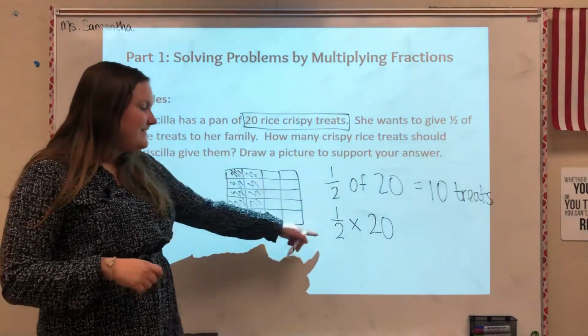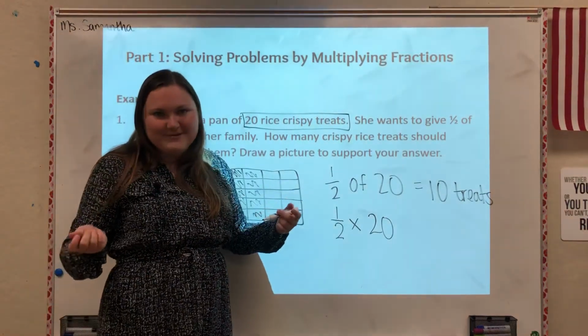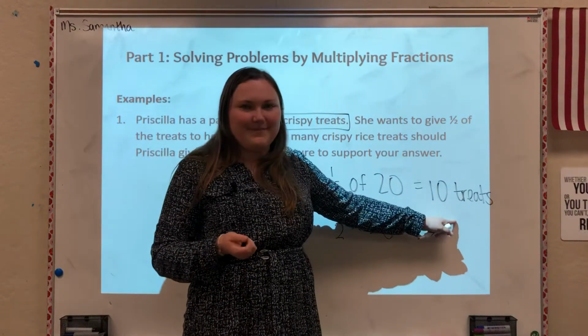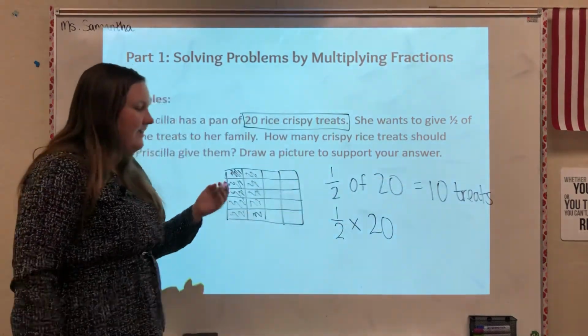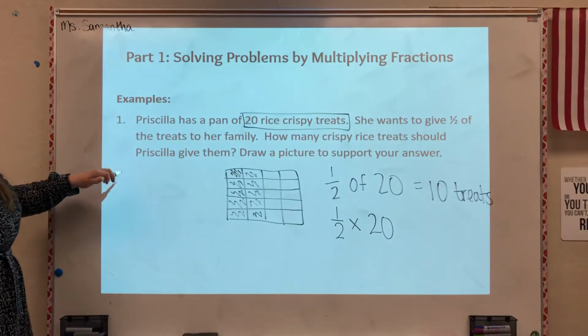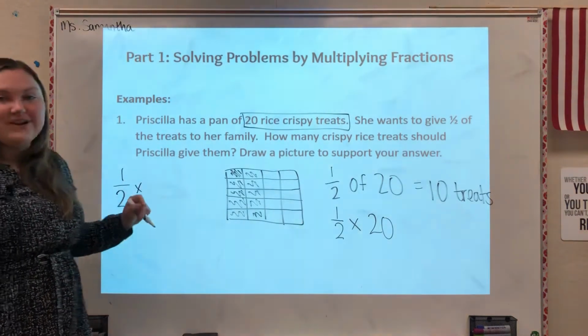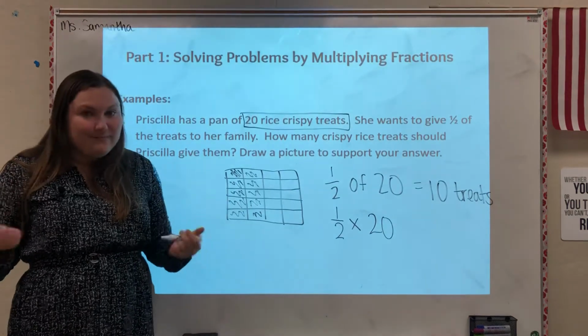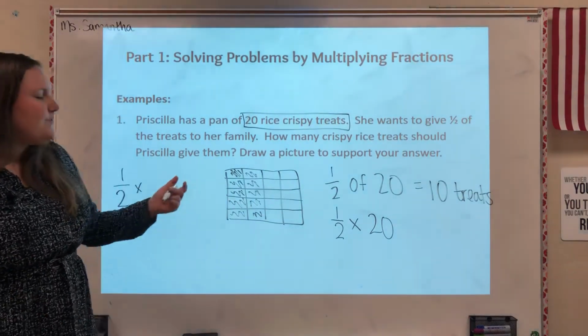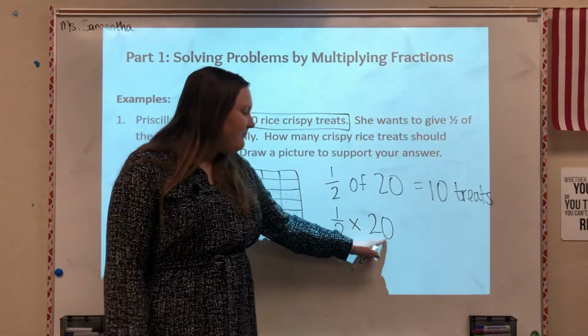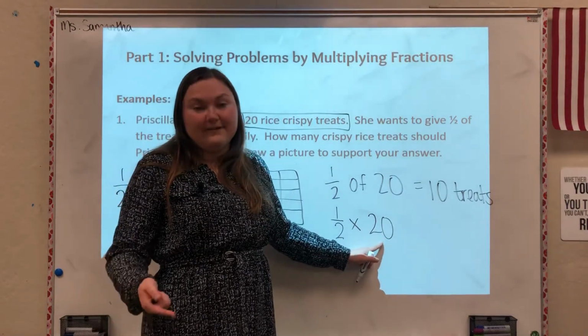Now the last part of this is, how do you do a half times 20? We know what the answer is already, but how do I get there? If I want to do a half times 20, I'm going to move over here. It is helpful when you are multiplying a fraction to actually have both of them look like fractions. So what I want to do is help myself out by making 20 look like a fraction.